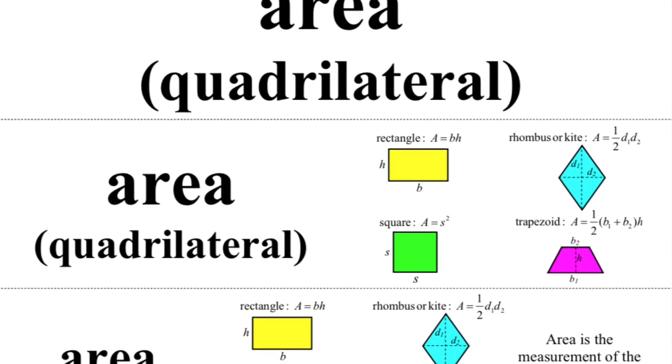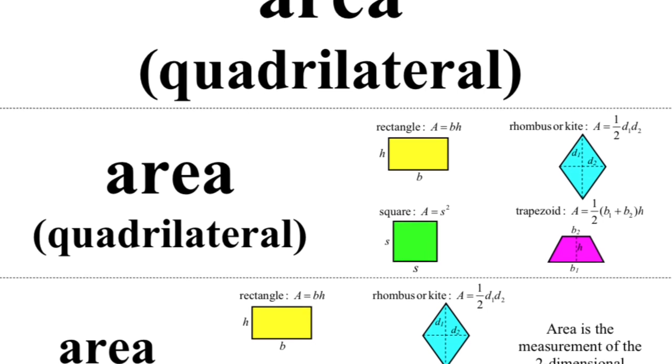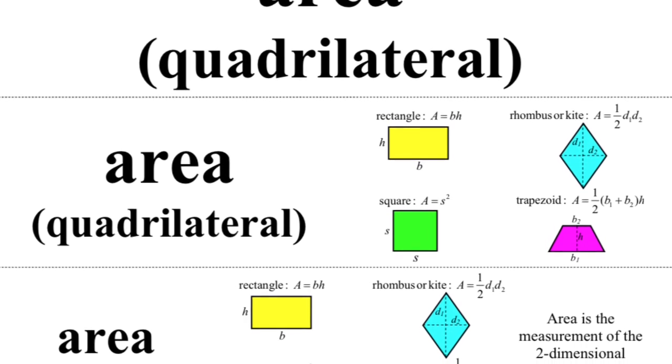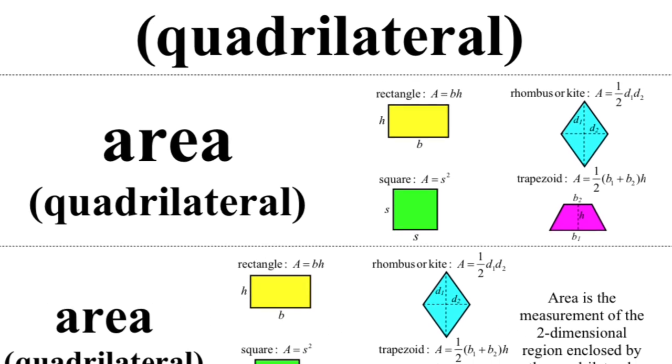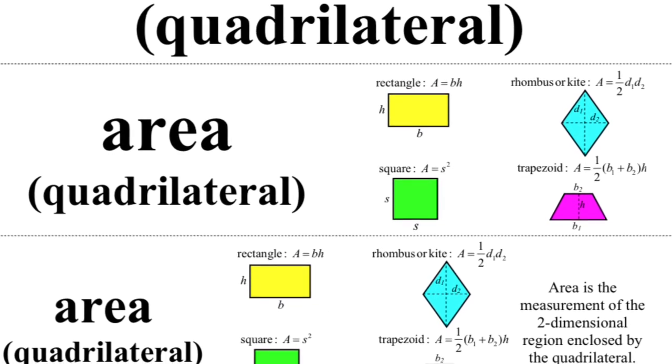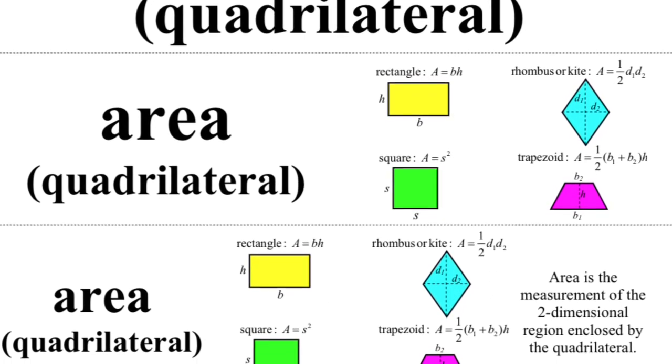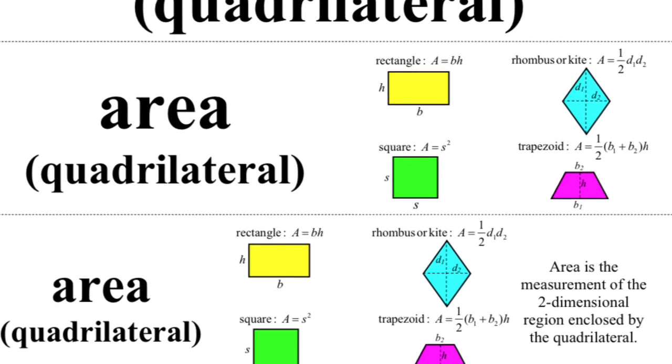The area of a quadrilateral is calculated depending on what type of quadrilateral you're talking about. Typically, we deal with rectangles, and the area of a rectangle is base times height. Here are the other shapes if you need to calculate the area of those.